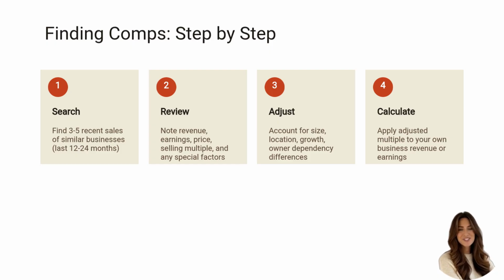Step 3. Adjust. If one comp sold to a strategic buyer, adjust down. If another had unusually low growth, account for that. If yours is larger or in a better market, adjust accordingly. Step 4. Apply. Take your adjusted multiple and apply it to your business. If adjusted comps suggest a 2.8x revenue multiple and you do $600,000 in revenue, your value is $1,680,000.